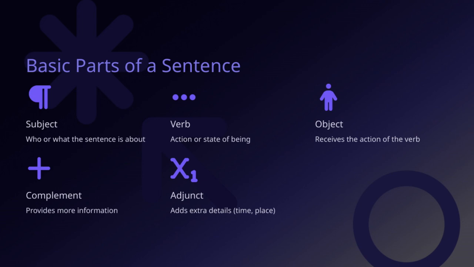Think of it as the recipient of what the subject is doing. Moving on, we also have the complement, which provides additional information about the subject or the object, helping to complete the meaning of the sentence. Then there are adjuncts. These add extra details like when and where something happens, giving more context without changing the core sentence. Finally, all of these parts work together to form clear, complete sentences that convey precise meaning. Understanding these components helps us analyze and craft better sentences, which is essential for effective communication.